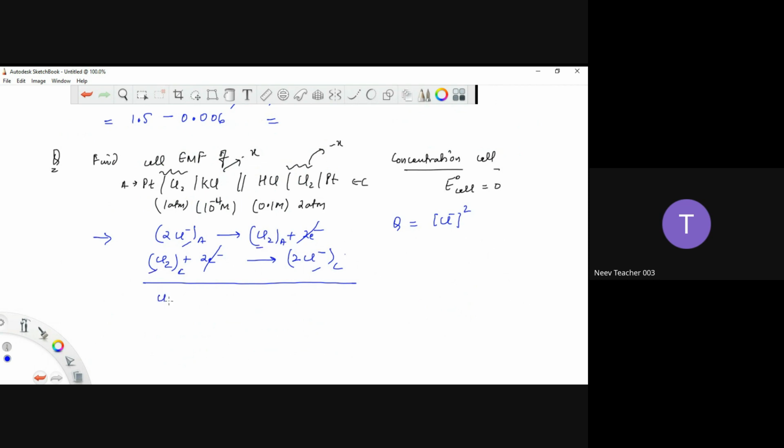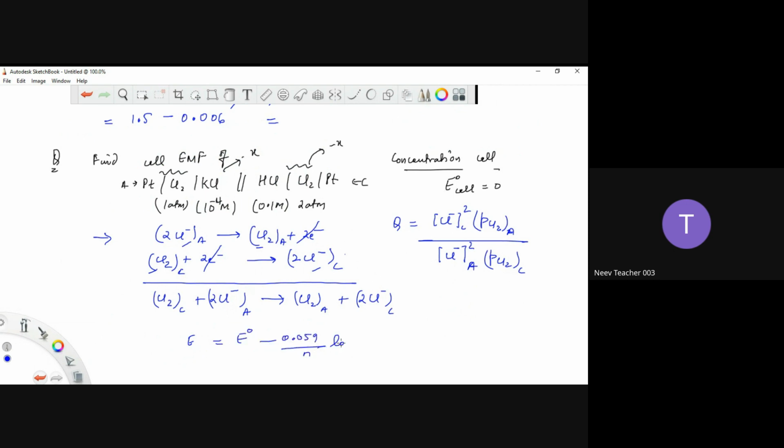So ultimately you're going to write Cl2, which is from the cathode, and 2Cl minus, which is from the anode, giving you Cl2 from the anode, giving you 2Cl minus from the cathode. Q value is Cl minus from the cathode squared into partial pressure of Cl2 anode, upon Cl minus squared anode into partial pressure of Cl2 cathode. So E cell will be what? E naught cell minus 0.0591 divided by n log Q.